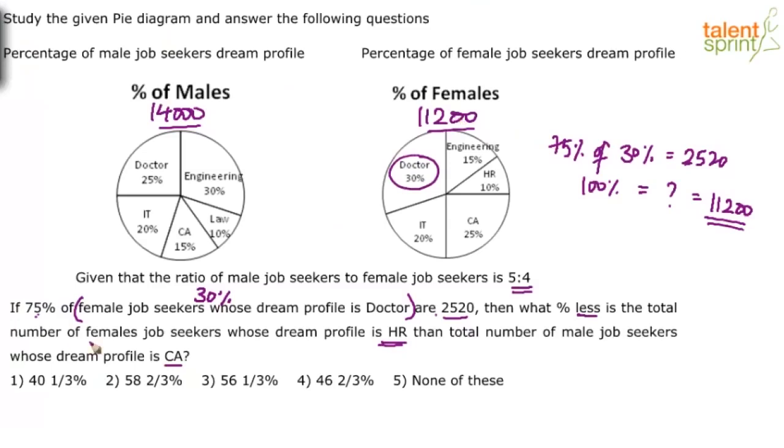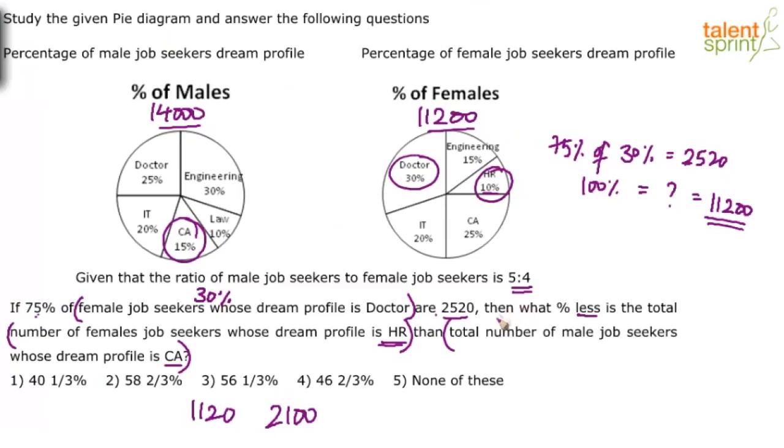Look at the question. The first component here is the number of female job seekers whose dream profile is HR. Now that is how much? 10%. 10% of what? 11,200. So 10% of 11,200 is 1120. That is one part. Then the number of male job seekers whose dream profile is CA, 15%. 15% of what? 14,000. 15% of 14,000 is 1400 plus 700, 2,100. So the two values are 1120 and 2,100.